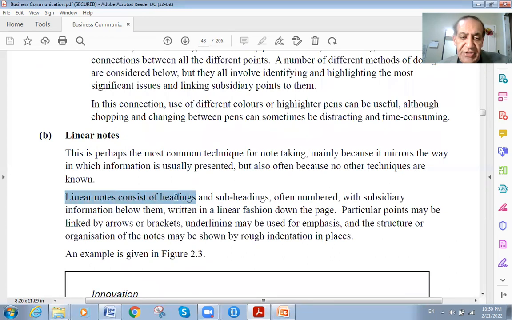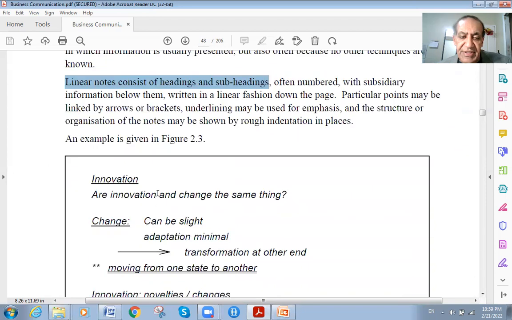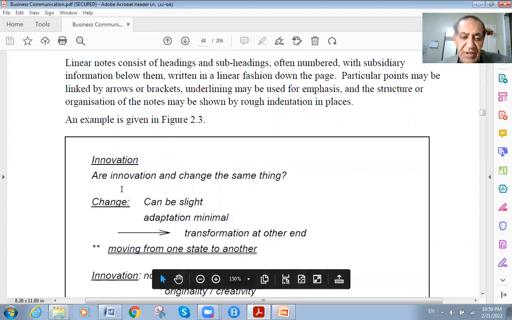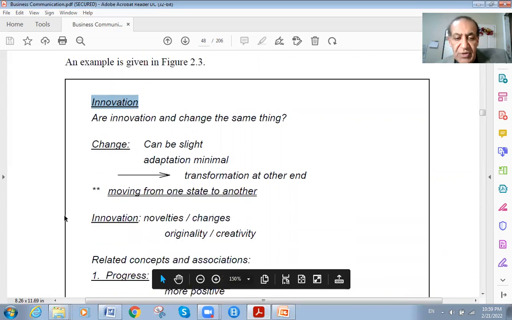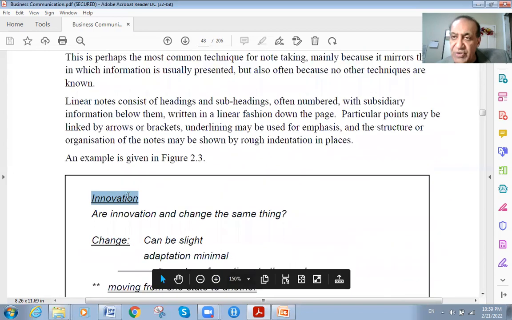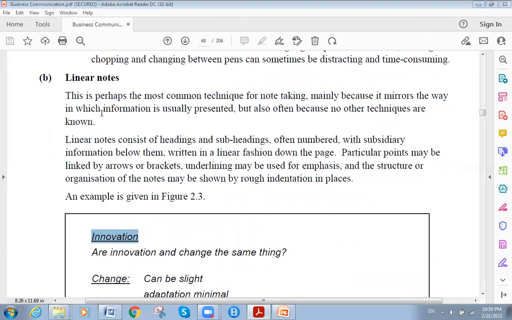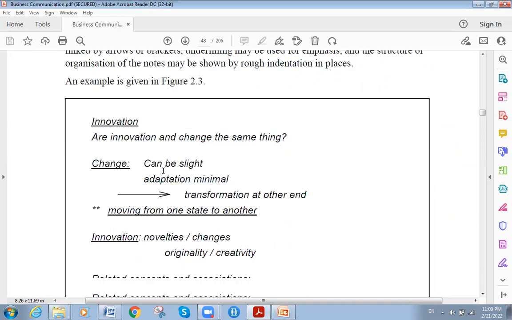Linear notes consist of headings and subheadings. I want you to remember this and just see this example. Like we said here, the innovation consists of a change. I will talk about the change and about two subheadings, but the main heading is the innovation. These subheadings give more details about the heading itself. That's what we call linear notes, which consist of headings and subheadings.